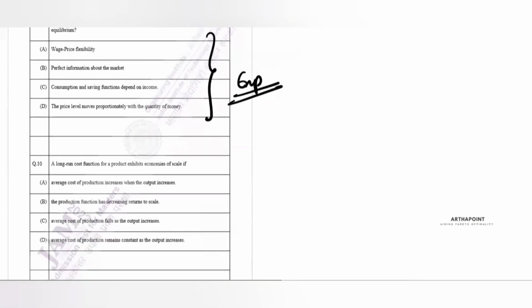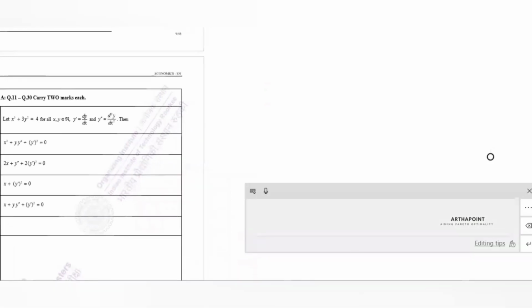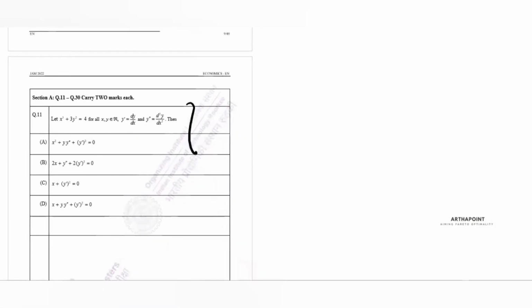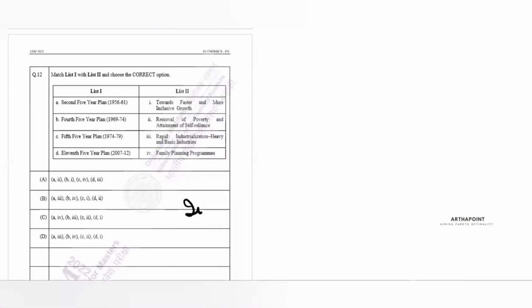Economies of scale, pretty much an expected question from microeconomics. It had to be asked. This again is a question from mathematics, very simple, where you are given y dash and y double dash, and you go ahead and find the equation. Expected question. This is Indian economics again, Indian economy.